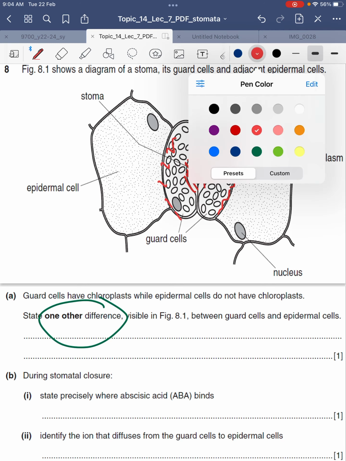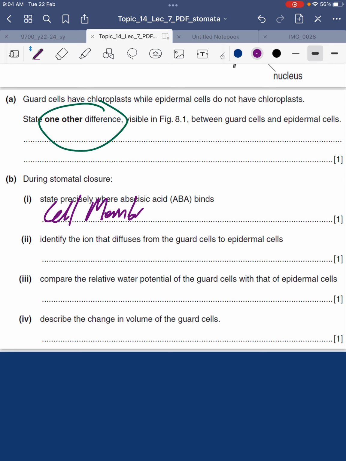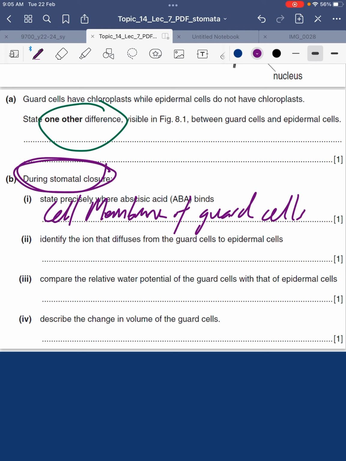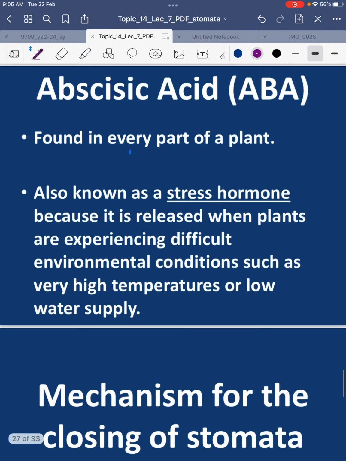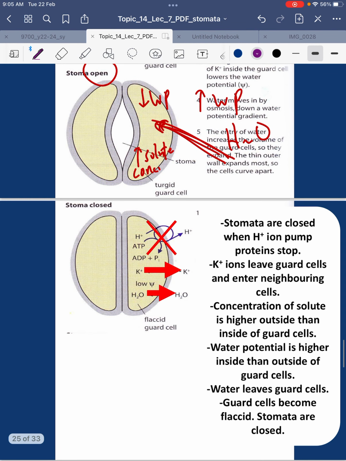Okay, precisely where abscisic acid binds on the cell membrane of guard cell. Ion that diffuses from guard cells to epidermal cell. This is stomatal closure. Identify the ion that diffuses from guard cell to epidermal cell. So this can have more than one answer, yeah. It can be potassium, because potassium, as you can see here, leaves from the guard cell to the epidermal cell. Remember, this is all surrounding the epidermal cell. Or it can also be chloride, yeah, chloride. So this can be potassium or chloride.